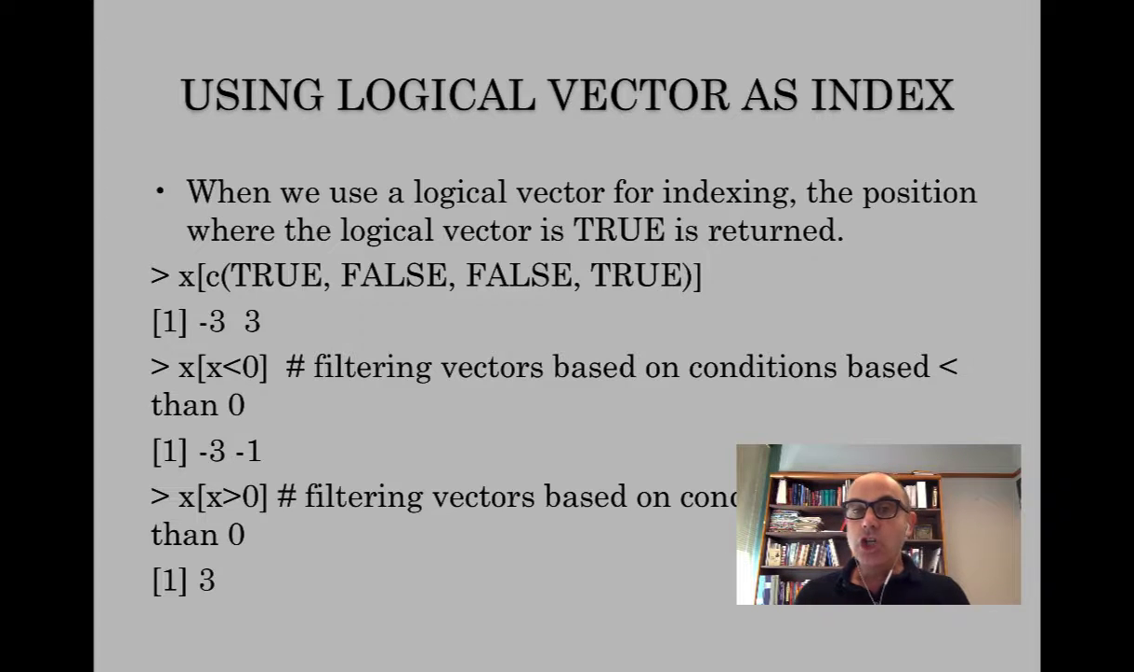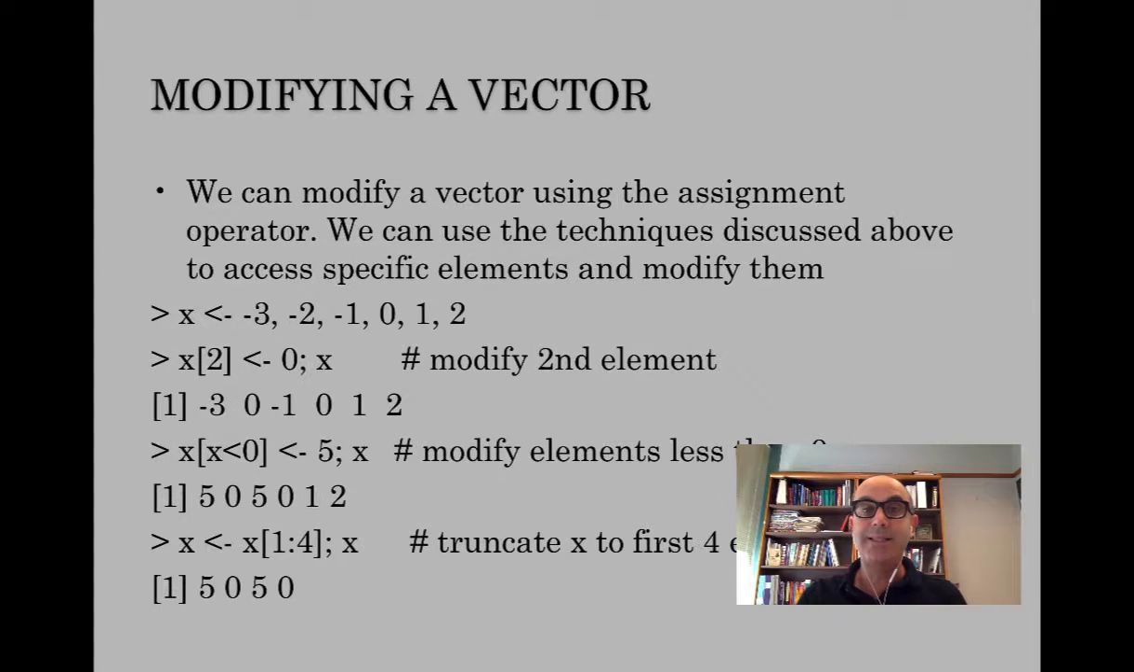When we use a logical vector as an index, we are coming to the idea of indexing, or positioning, where the positions at which the logical vector is true are returned. So in this case, true, false, false, and true. Let's say x is smaller than 0. We are doing some filtering of the data based on a condition, x smaller than 0, and what will turn out is -3 and -1, based on the condition that we assembled.